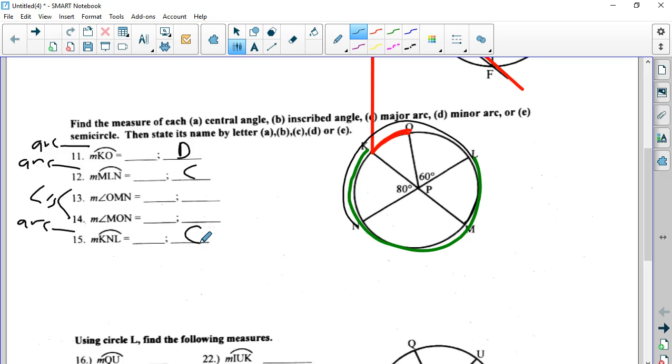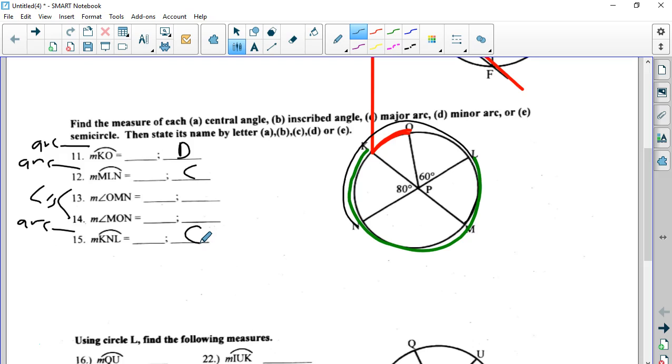Now, we don't have any semicircles, but if we had KLM, that would be a semicircle. Or KNM, that would be a semicircle. Or NML, or NOL. Those will all be semicircles. But we don't have any semicircles here in this setup of the problem.